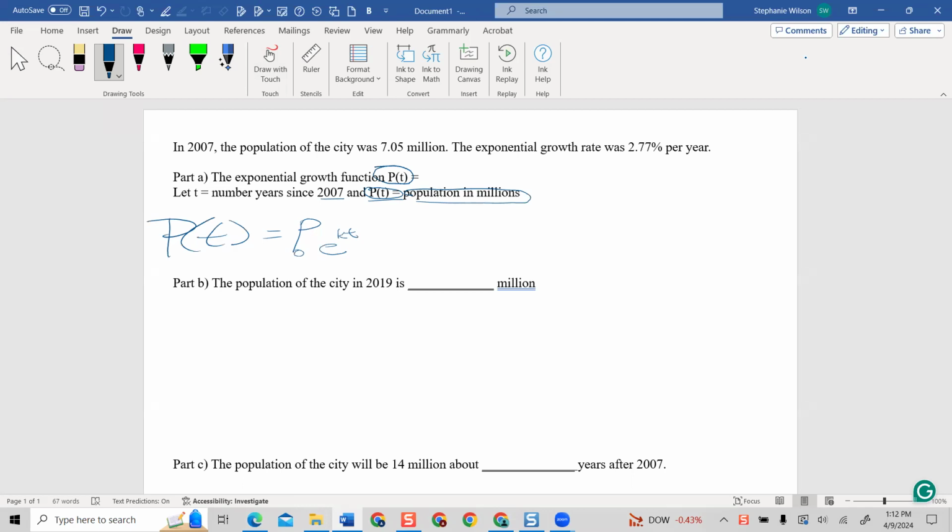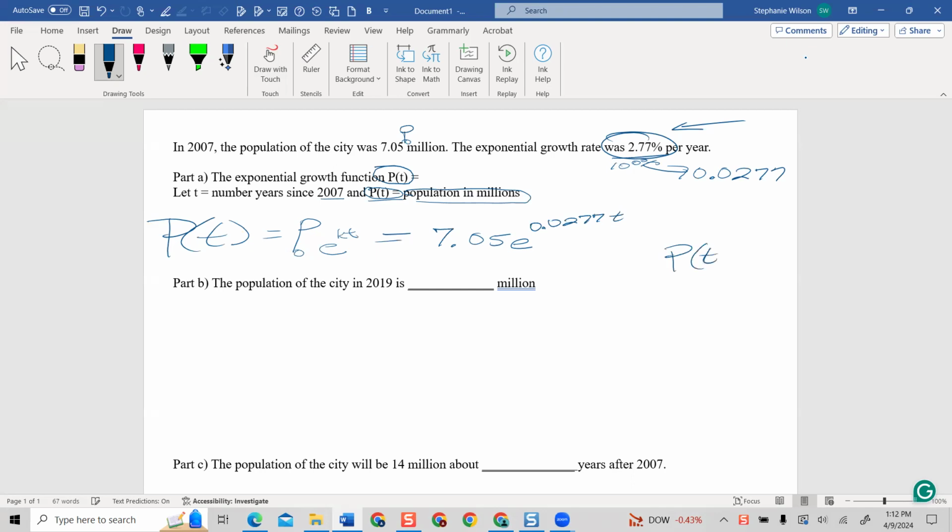Now let's plug in what we know. Well, we know that the initial population for 2007 is 7.05 million. And it's times e raised to my percent. Well, we need to write that in decimal form. Guys, if you don't remember how to do that, you can divide it by 100%, or you can move the decimal two places to the left. And so this is going to be my k times t. So here it is.